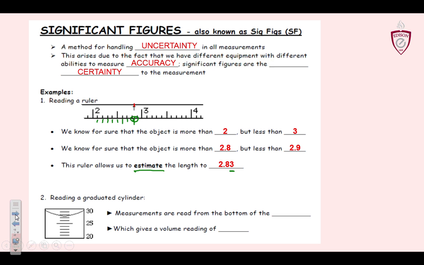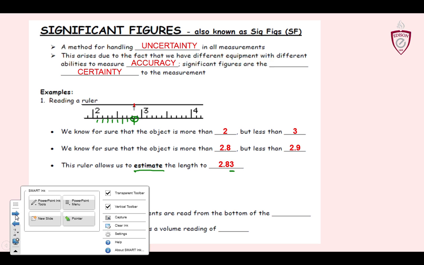So in class and in lab this year, every time you use a ruler, I'm expecting to see your measured number have at least 2 decimal places because I have that ability to estimate that third number. So we have to be careful and take our time and make it as accurate of a reading as we can do. Now in a graduated cylinder, of course, we're going to measure volume.